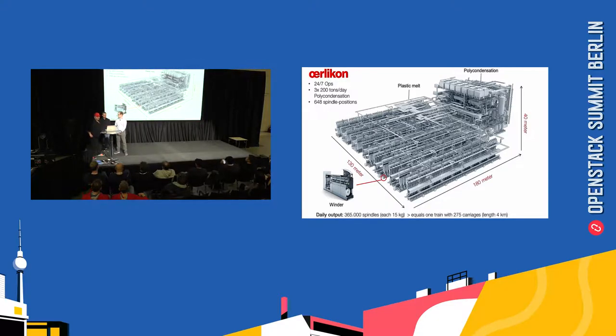This is an example plant, mid-size to big example plant from India. And this thing is producing 600 tons of yarn every day, so 24/7 operations, which equals a train of 4 kilometers of length. So this is basically what happens there every day.